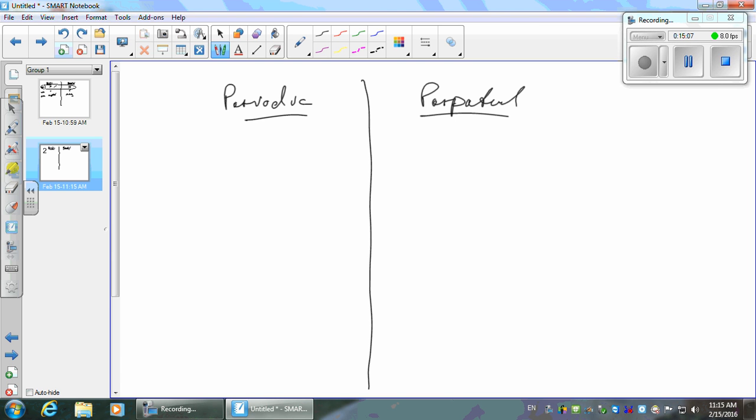With perpetual, every time we buy something, we add it to our inventory. Every time we sell something, we take the cost out of our inventory. So we always know how much we have. Now with computers and scanners, it's just not a big deal to do this anymore. Anybody work in a warehouse or a store? So you've probably seen this.